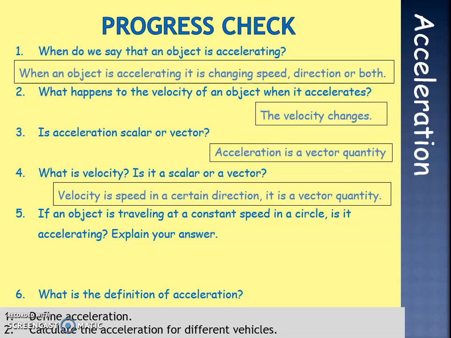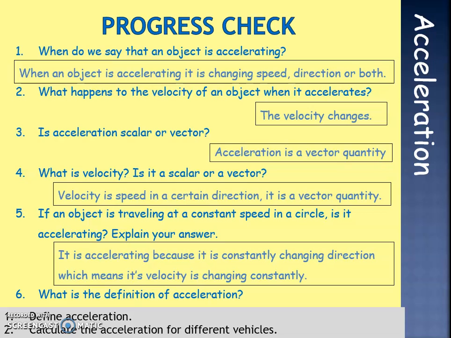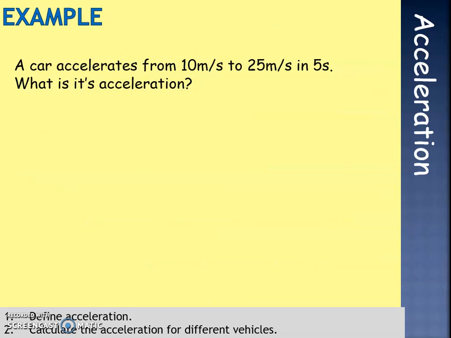If an object is travelling at constant speed in a circle, is it accelerating? And explain your answer. We need to again remember that direction is part of velocity. If direction changes, velocity changes. So an object travelling at a constant speed in a circle is accelerating because it's constantly changing direction. And if it's changing direction, that means its velocity is changing. The definition of acceleration is the rate of change of velocity. So if direction changes, or the speed it's travelling at changes, then we have changed that velocity, it's accelerating.